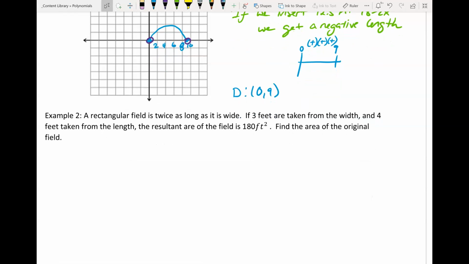Here's another example. We have a rectangular field that's twice as long as it is wide. So I'm just going to draw this out. So we know the width, and we know that the length is 2 times its width. This is going to be your original field.